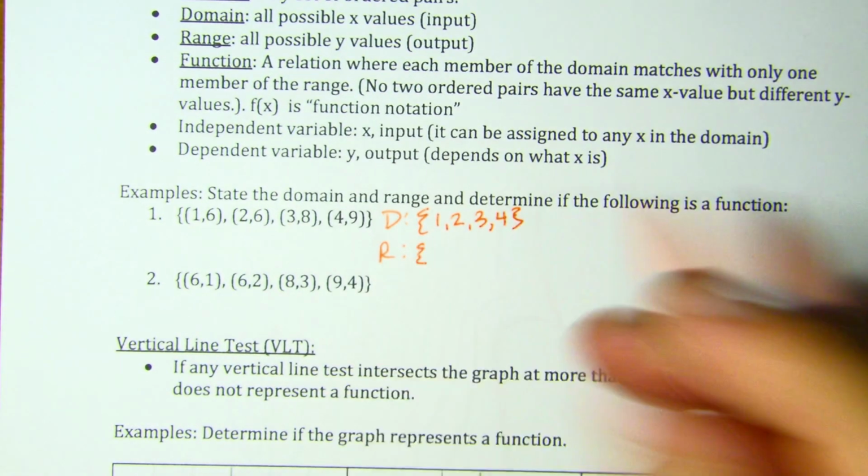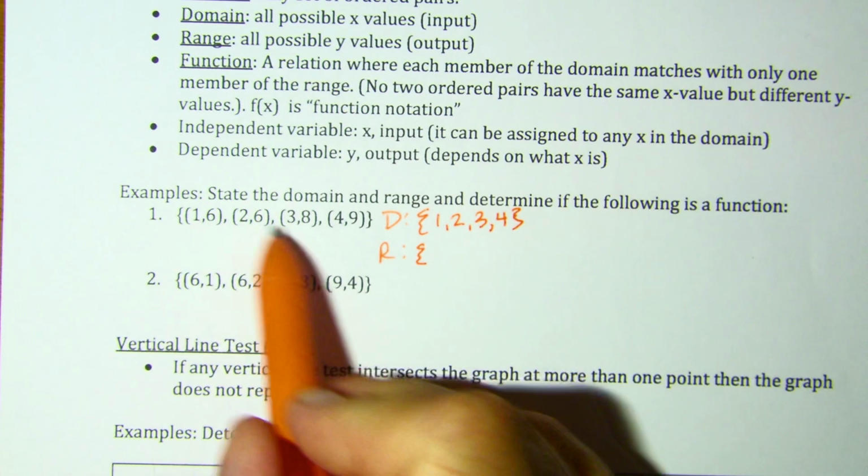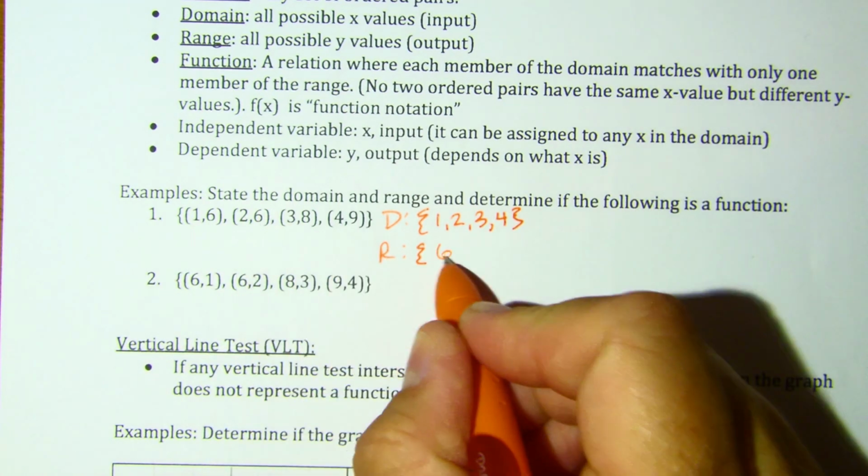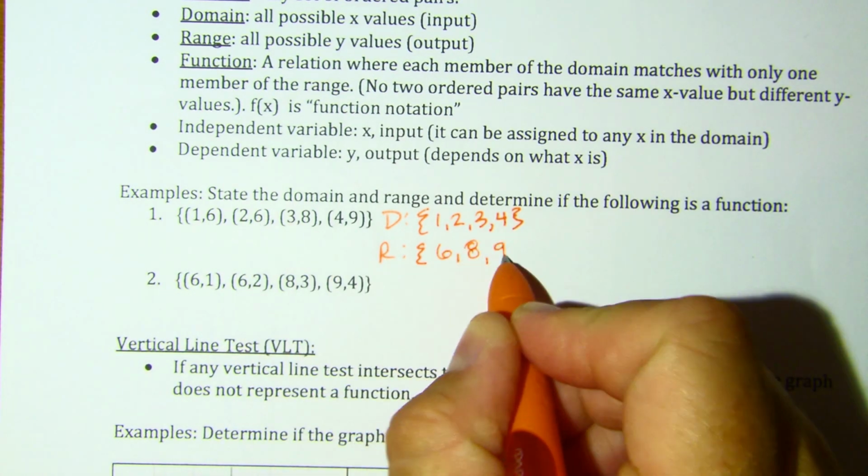And my range is all of my y values. 6 again, 8, and 9. I only need to list 6 once.